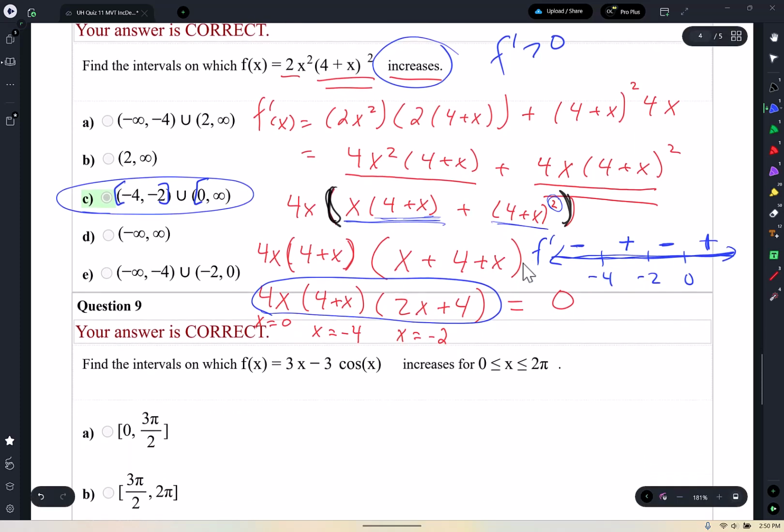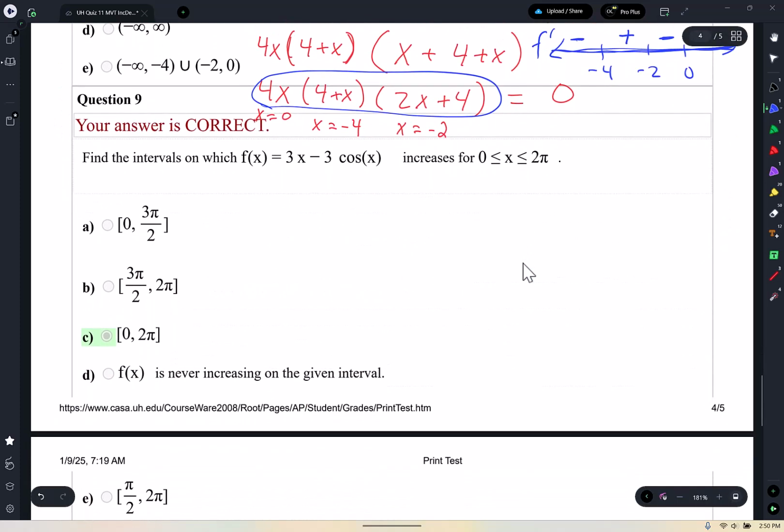All right, we got 2 left. Number 9. Find the intervals in which the function 3x minus 3 cosine x increases between 0 and 2 pi. Okay, take a derivative. F prime of x equals 3. And then the derivative of cosine is negative sine. Negative times a negative is a... So plus 3 sine x.